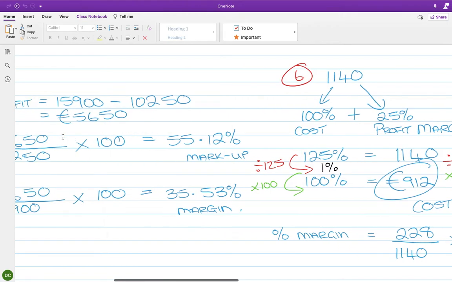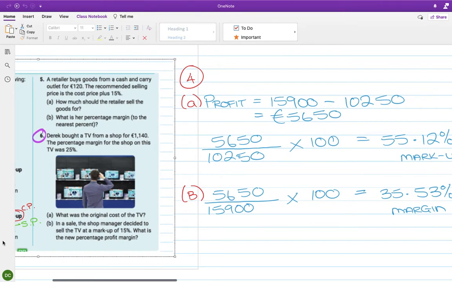Right, let me just keep going. I think that is the original cost of the TV, but we'll keep going. In a sale, the shop manager decided to sell the TV at a markup of 15%. What is the new percentage margin?